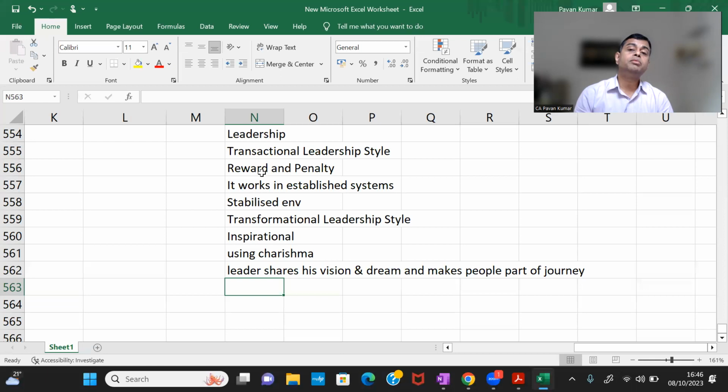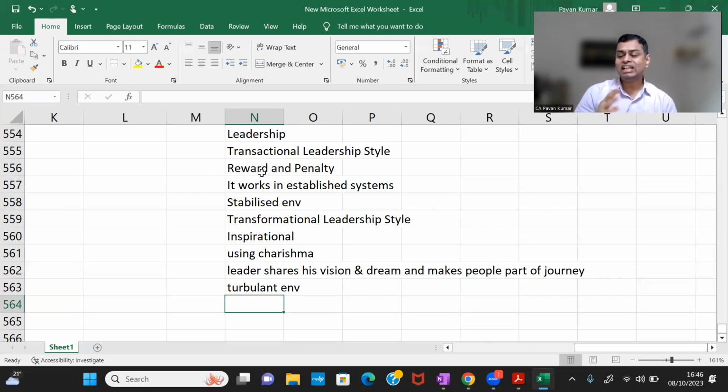This is transformational leadership style. In a turbulent environment, it works. In the introduction stage, transformational leadership works. In the growth stage and maturity stage, transactional leadership works. In the declining stage, transformational leadership works. And surprisingly, one person can be both.